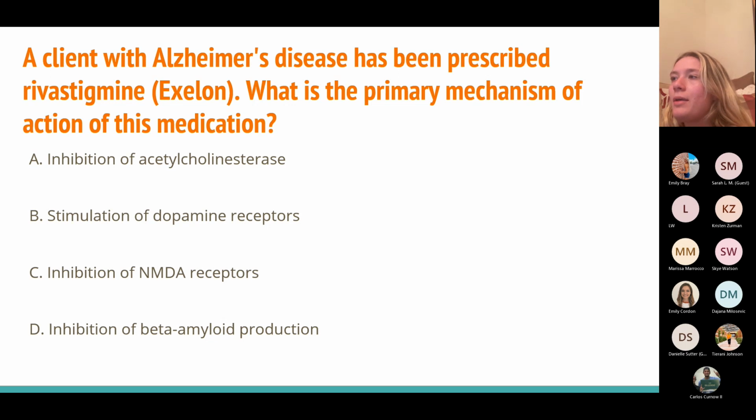Alrighty. A client with Alzheimer's disease has been prescribed rivastigmine. What's the primary mechanism of action of this medication? Even if you don't remember what rivastigmine does, you can narrow down your answer choices by understanding the pathophysiology of Alzheimer's. If you're having a difficult time answering this question, that's okay. Think back. What's the issue with Alzheimer's? Because we treat based on the issue.